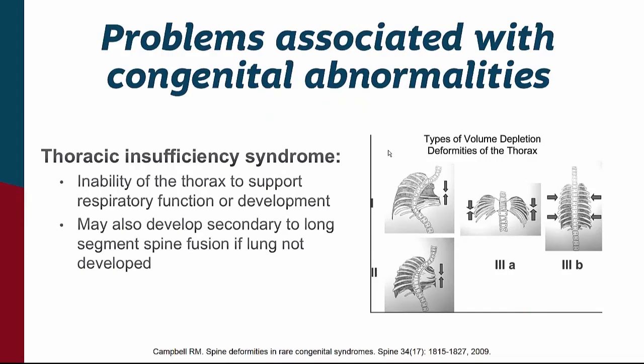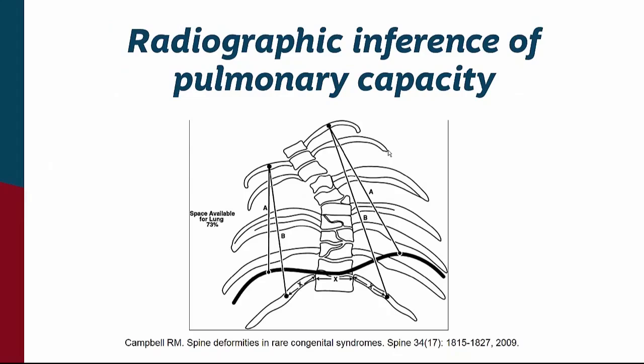Thoracic insufficiency syndrome can be associated with these patients as well in multiple various forms. Dr. Campbell has published and classified all the different kinds of rib abnormalities that can be associated with this, and different theories have been proposed to try to address this. There are radiographic features that can infer lung development. So the space available for lungs is a radiographic feature that may infer lung function.